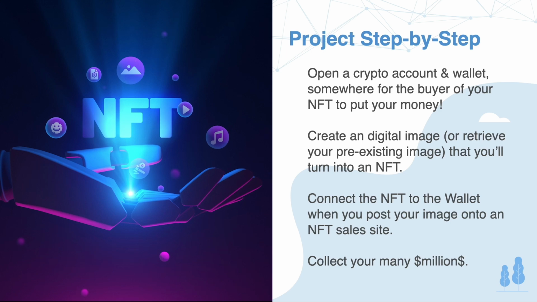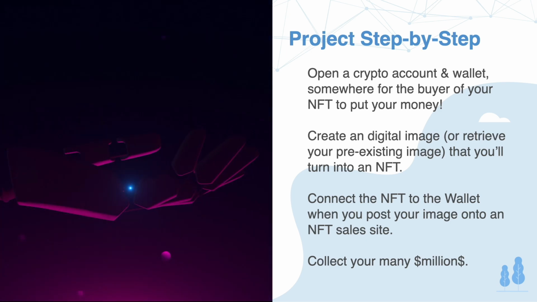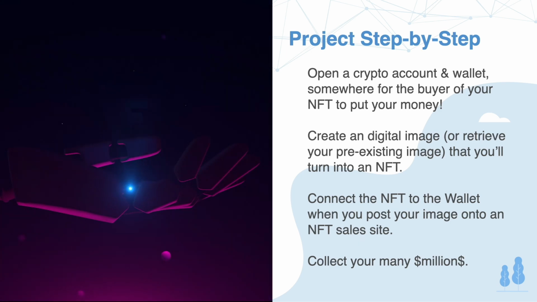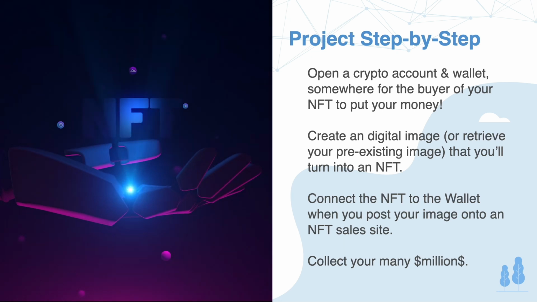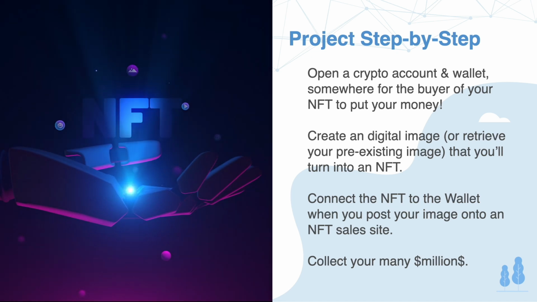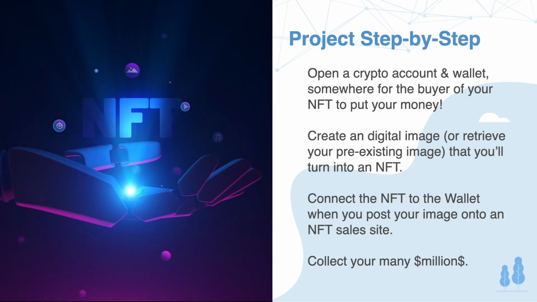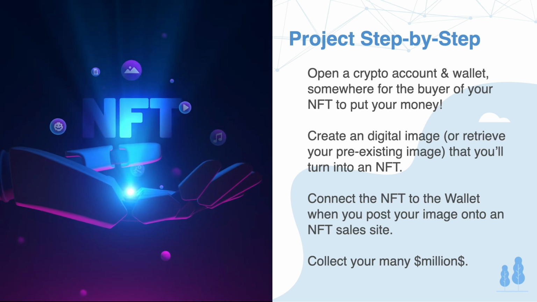So after we get the wallet open, we're going to create an image. Now we're going to use an AI tool that's called Dolly. And you give it a simple text command and it produces images that you like. You can also use a pre-existing image if you already have one.